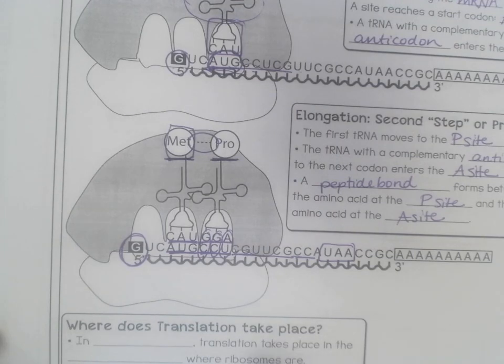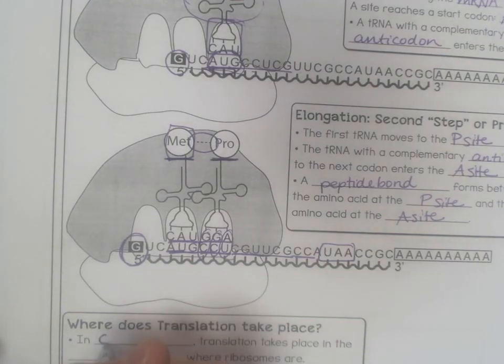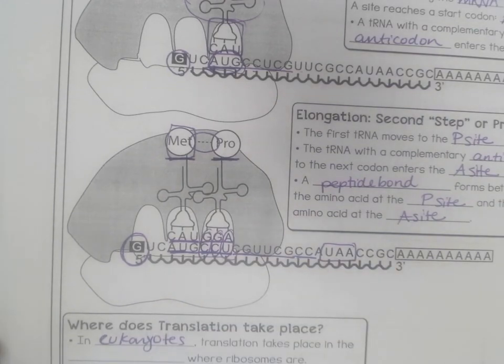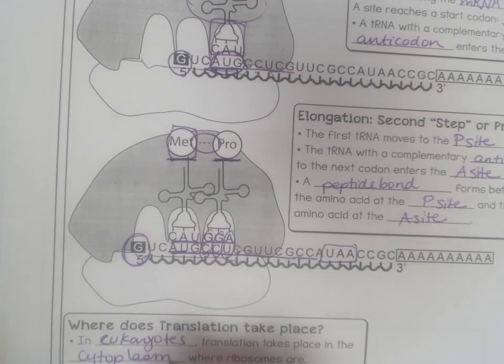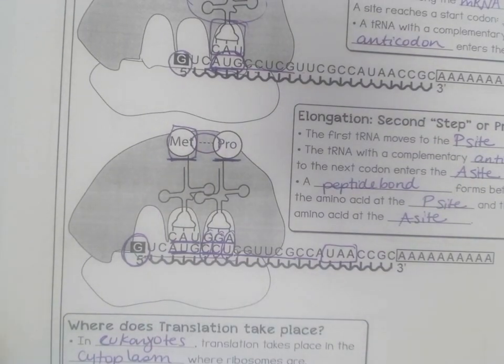Where does translation take place? So translation itself takes place in eukaryotes in the cytoplasm where ribosomes are. Remember, it can't do this in the nucleus because there's no ribosomes there. So it makes the copy in the nucleus and edits the copy, but then if it wants to translate the copy, it has to send it outside the nucleus to the ribosome to be read. The ribosome is like a translator.